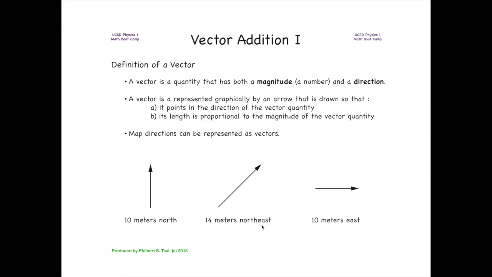14 meters northeast would be represented by a diagonal arrow pointing up and to the right. That would be 1.4 times as long as the length of the 10-meter arrow.